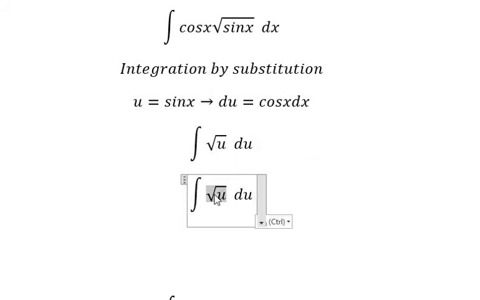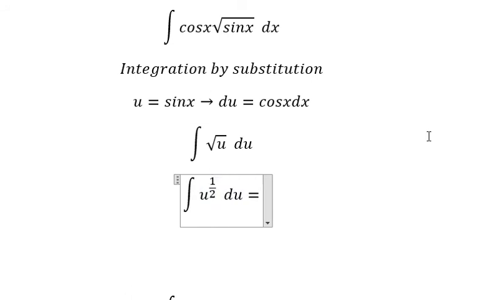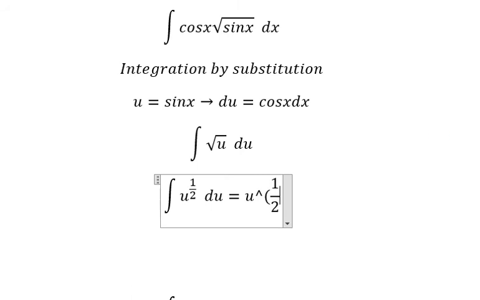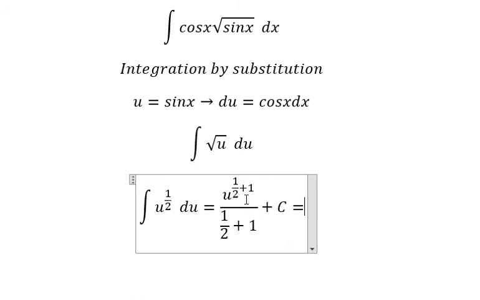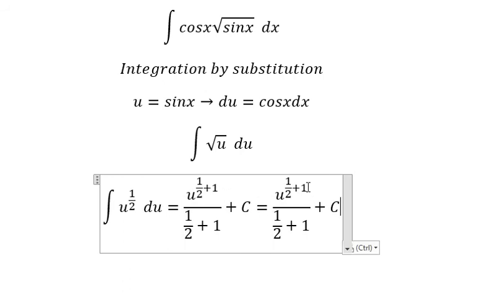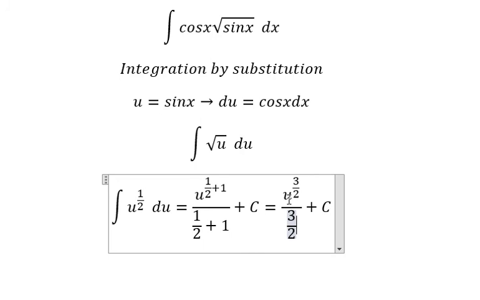This one we can write as u to the power of 1 over 2, because the square root represents the power of 1 over 2. And now we have the final answer. This one you get 3 over 2, and u is sin x.